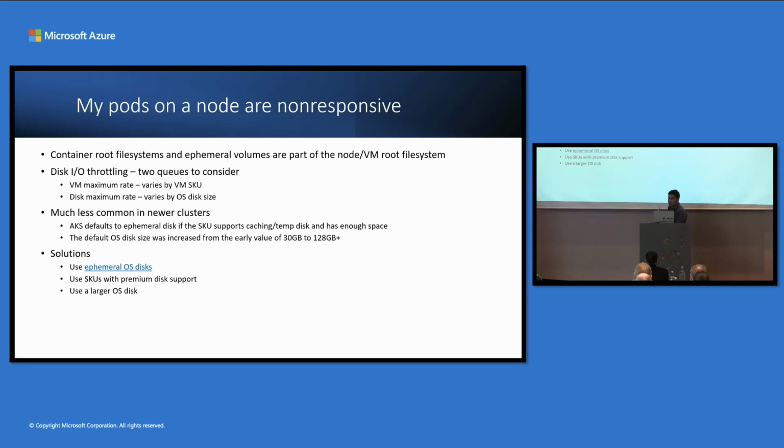So because of it, we actually are defaulting to ephemeral OS, which gives you the best performance possible for the SKUs that support ephemeral OS. So we're going to put the operating system in a local disk that has the highest performance possible. And it's literally local to that VM. And it also happens to be free.